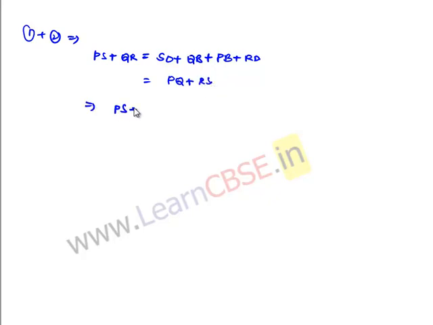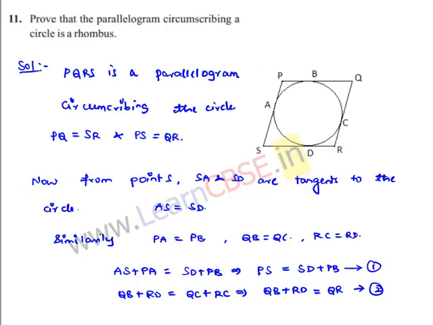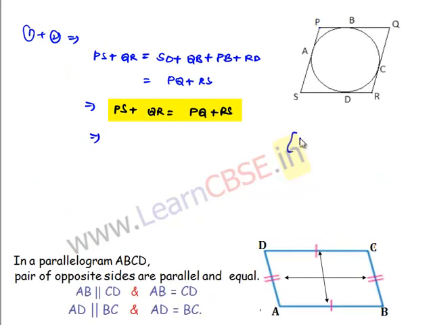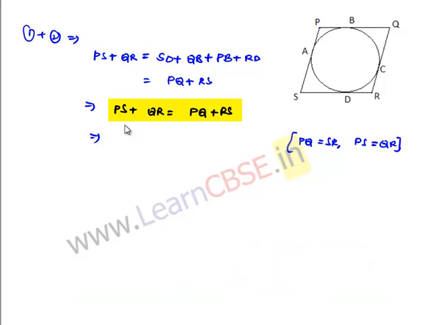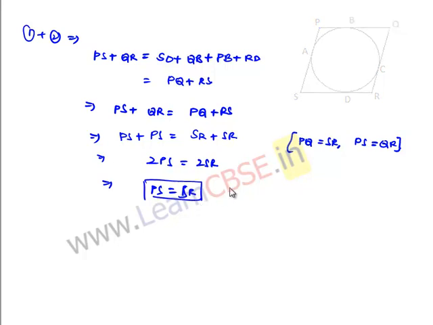That implies PS plus QR is equal to PQ plus RS. As PQ is equal to SR and PS is equal to QR, let us substitute them. 2 times PS plus QR, let us replace it by PS, is equal to PQ, let it be replaced by SR, SR plus SR. That implies 2 times PS is equal to 2 times SR, that is nothing but PS is equal to SR. As PS is equal to SR, we can say PQ is equal to SR is equal to PS is equal to QR.